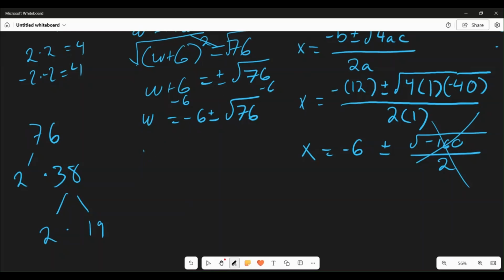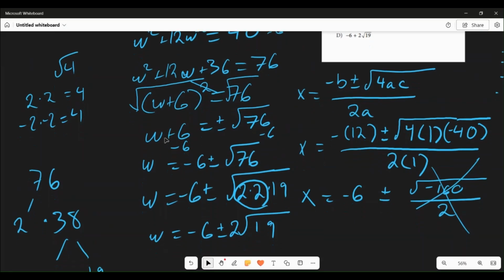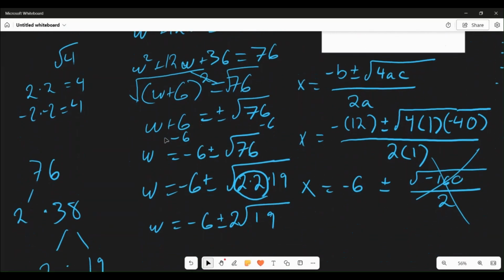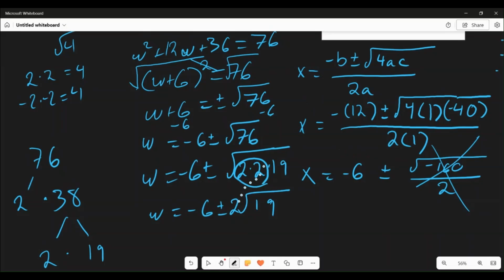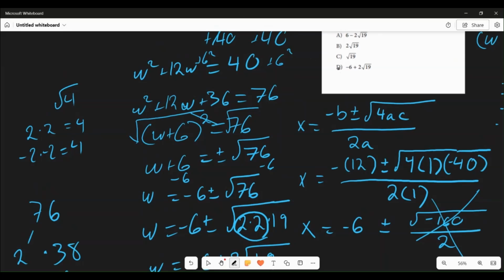So w is actually going to be equal to -6 ± √(2 × 2 × 19). Okay, so then we can take this term out, because whenever in the square root you have two of the same number, you can take that out and put it in front. So then w is going to be equal to -6 ± 2√19. Okay, so let's see, do we have any term that looks like that? I believe our d term, right? Because this is plus or minus, so it can be plus 2 root 19 or minus 2 root 19. So it looks like d is our answer, right?